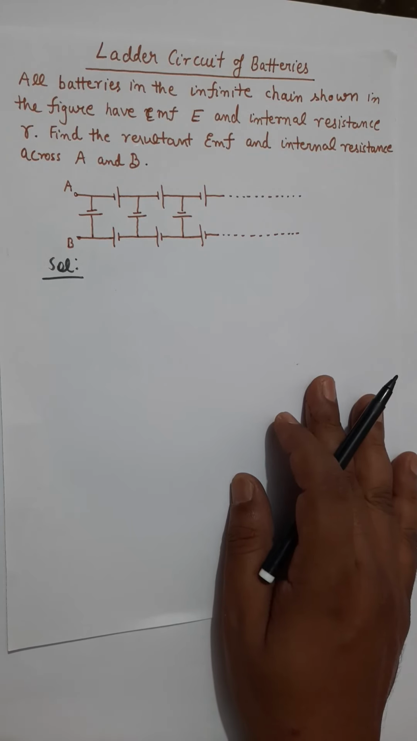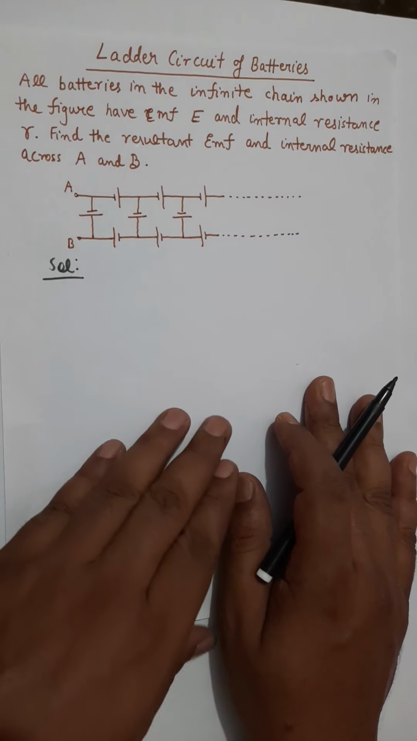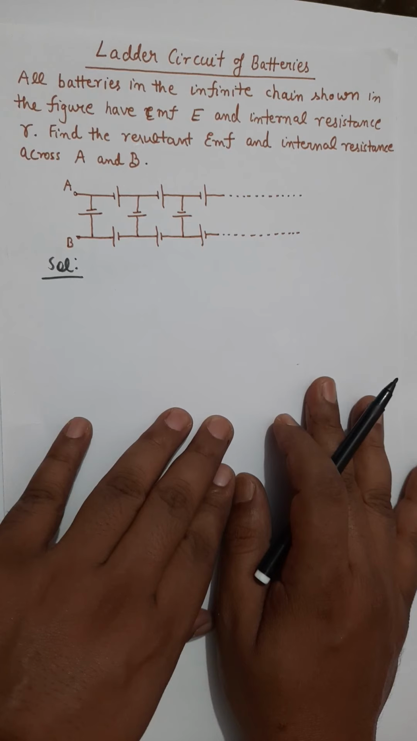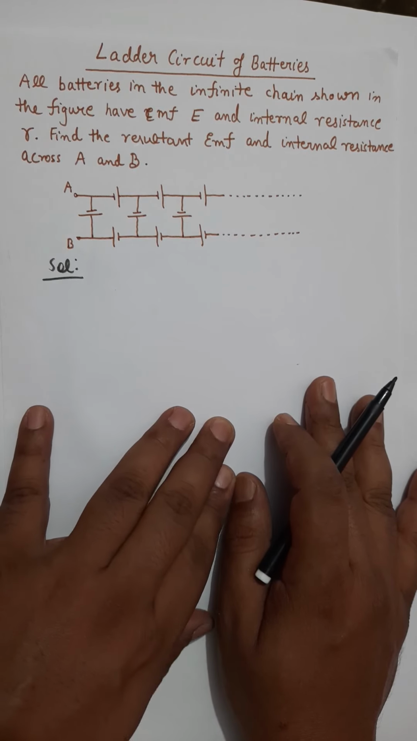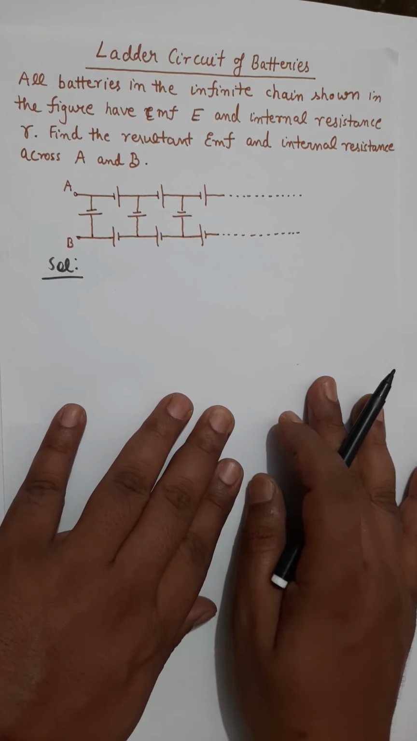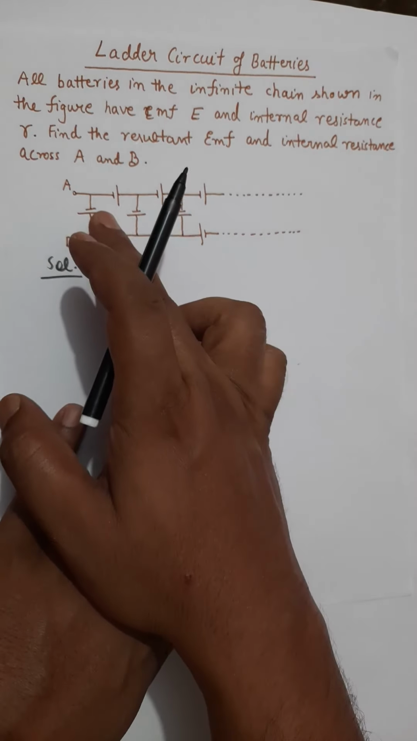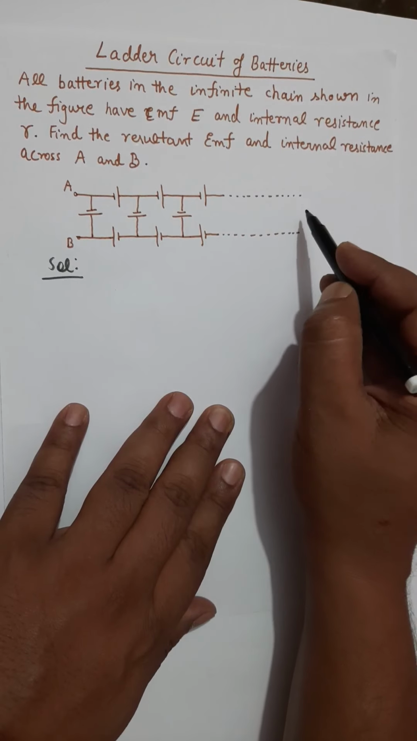Now a fifth question from the assignment review problems, JEE Advanced 2020. Question number 5. Ladder circuit which is of infinite chain, right? But this time the ladder circuit consists of identical batteries. This ladder consists of identical batteries up to infinity.